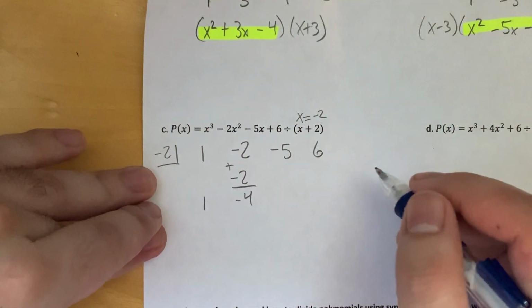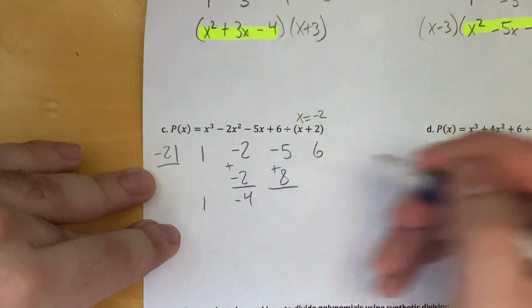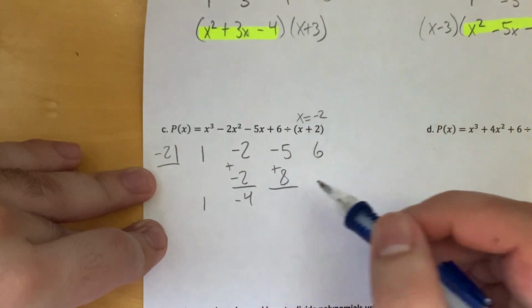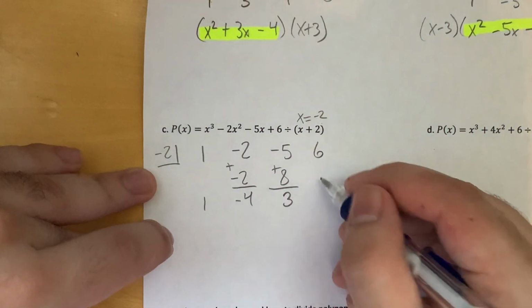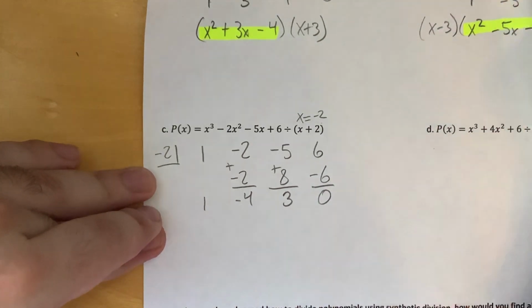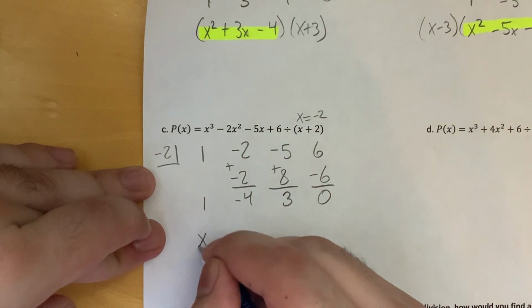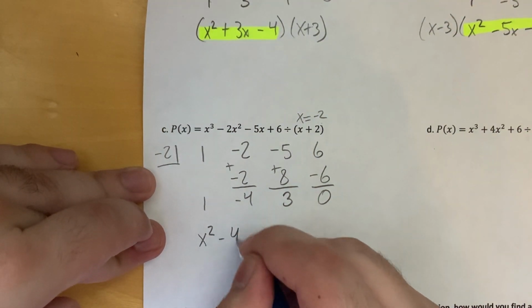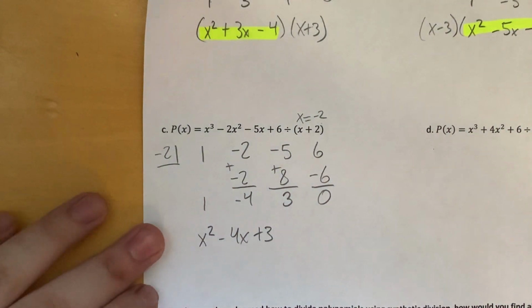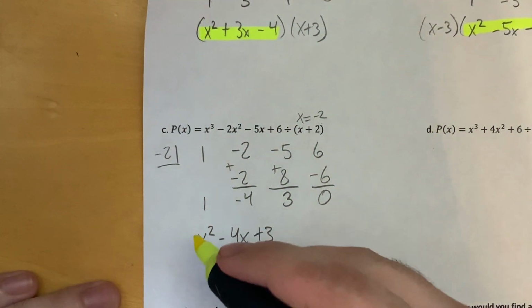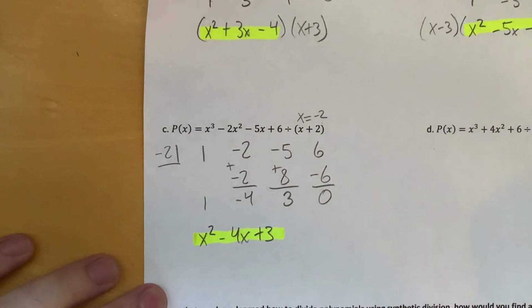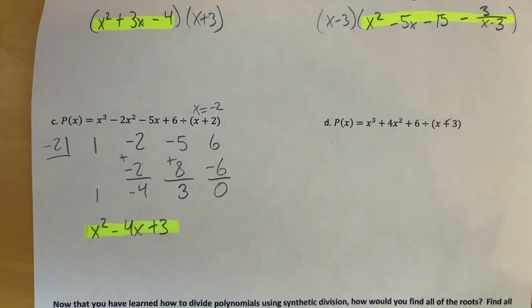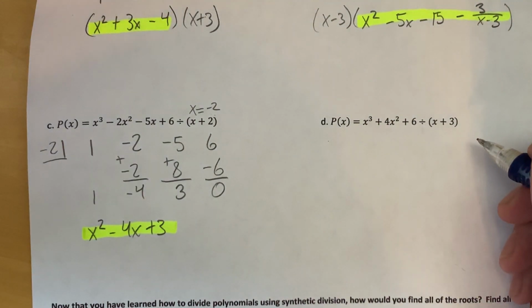And then -4 times -2, you get +8. Add these together, you get -5 plus 8, which gives you 3. 3 times -2, right, -6. So then we get a 0. Is there a remainder? No, we don't have a remainder. So what is our answer? x squared minus 4x plus 3. There we go. That is our answer after using synthetic division. So let's go on to the next one.